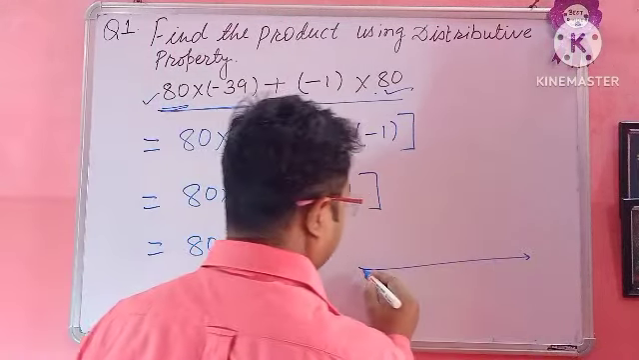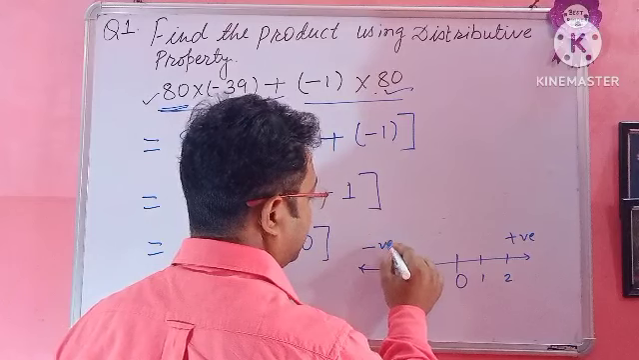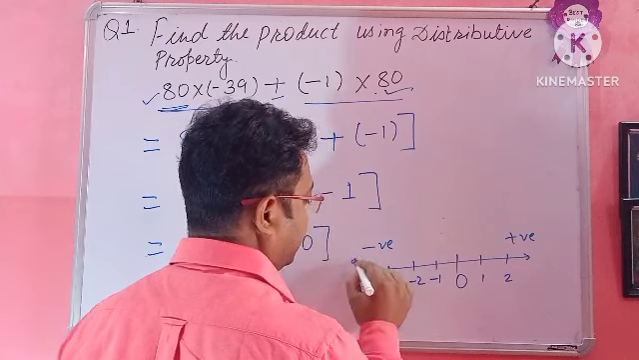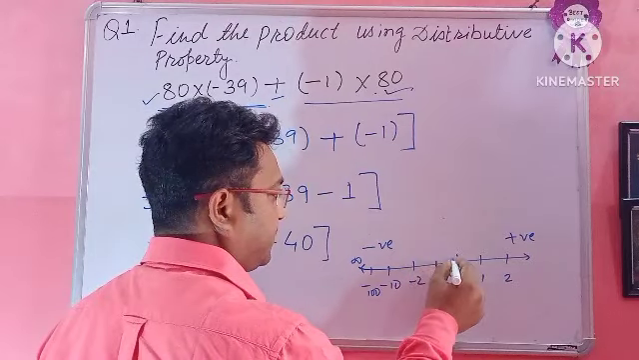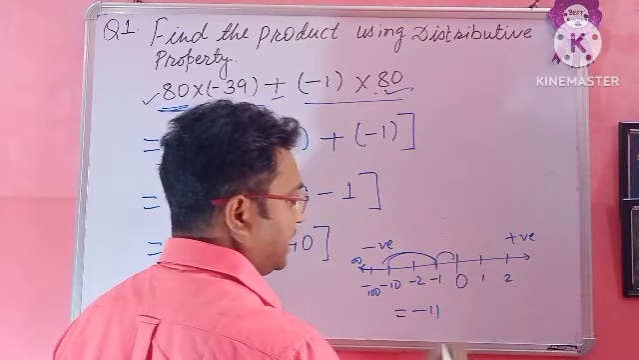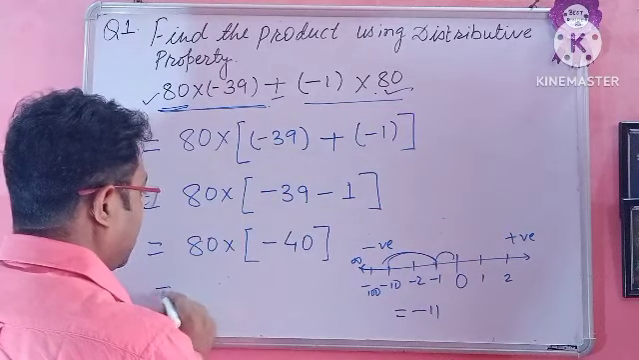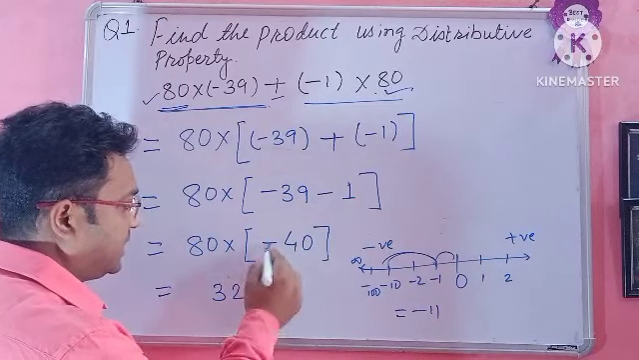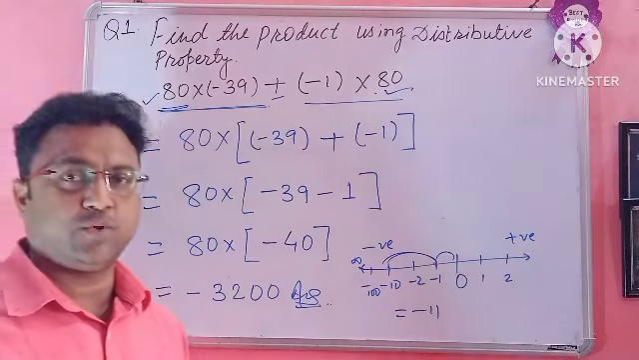Like suppose, take an example. Here it is 0, here it is 1, here it is 2. These are all positive integers, and here are the negative integers: minus 1, minus 2, likewise minus 10, minus 100, and so on. If you want to add minus 1 and minus 10, this will give you minus 11. Similarly, minus 39 and minus 1 will give you minus 40. Now 8 times 4 is 32, and the zeros multiply, and here it is minus. In this way we solve this question based on the distributive property.